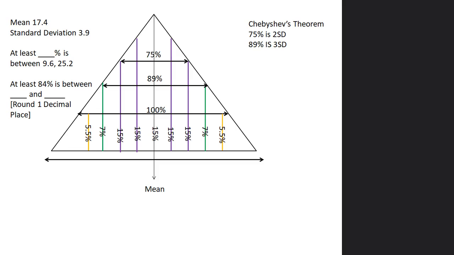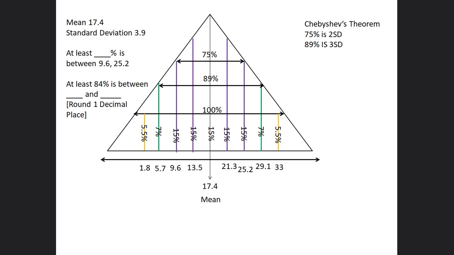This problem has a mean of 17.4 and a standard deviation of 3.9. The question says at least blank percent is between 9.6 and 25.2. The second part says at least 84% is between blank and blank. Round to one decimal place. We're going to complete the triangle.